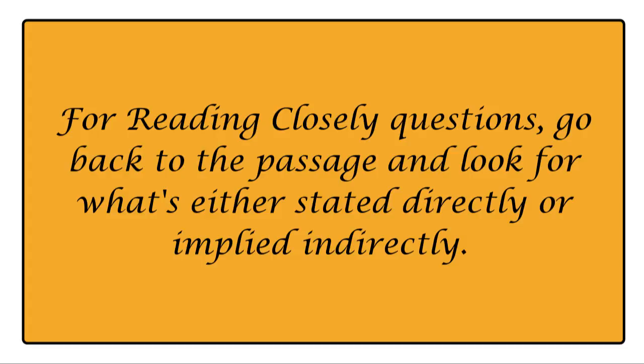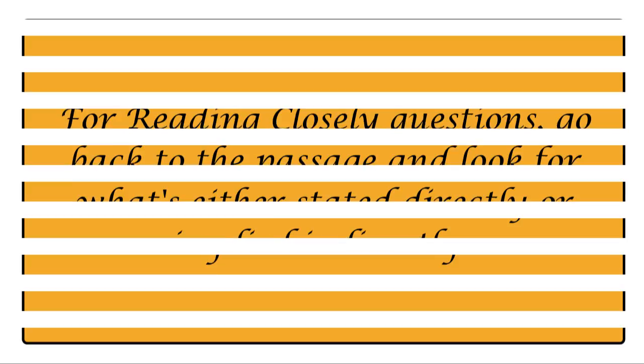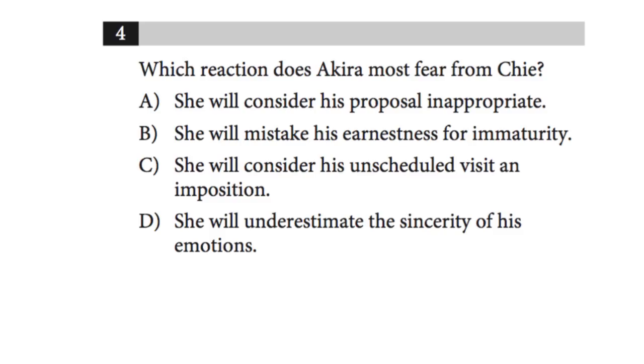Let's take a look at a few examples to give us a sense or a feel for what these kinds of questions are. This is an example of a reading closely question from an actual SAT test. It says, which reaction does Akira most fear from Chi? Now, Akira and Chi are two characters in the passage. However, to get this question right, you would have to go back to the passage and look for where there was a discussion about Akira's reaction to Chi. You'd have to read closely for what the passage says about that.